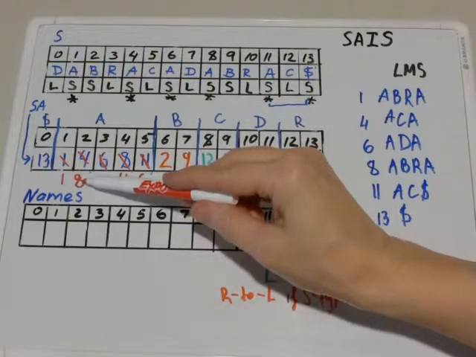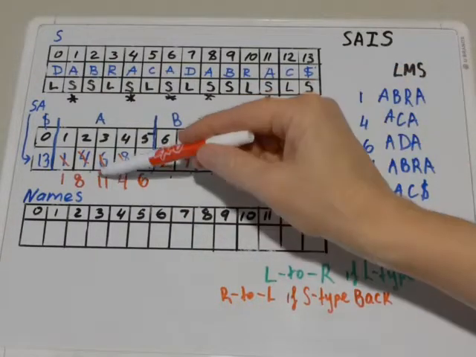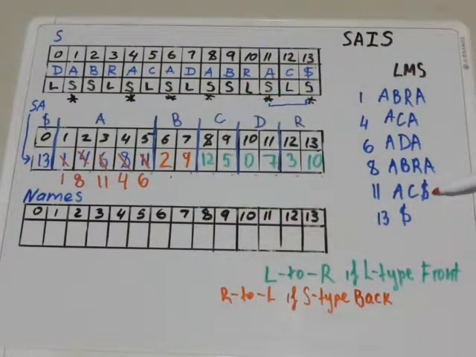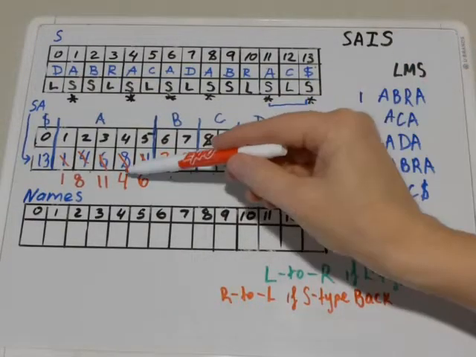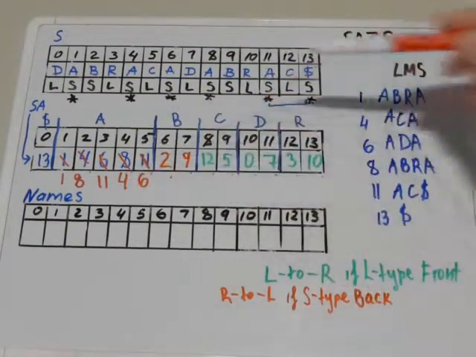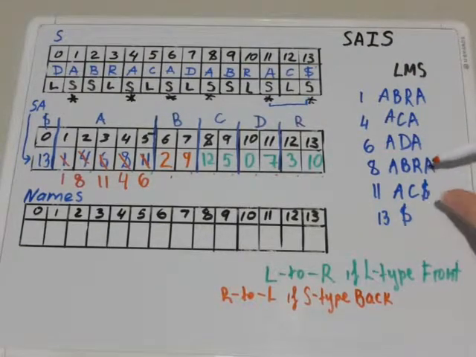Then position 8 is Abra, next position is 11, AC $ sign. AB is definitely less alphabetically than AC. And if you look at this string, AC $ sign, and the next string at position 4, ACA, AC $ sign is less than ACA because $ sign is less than A.